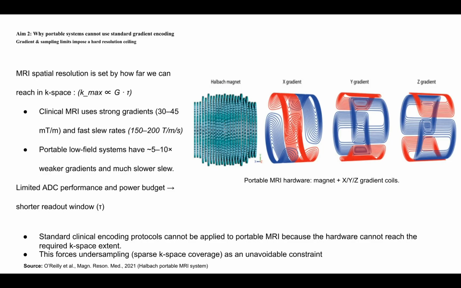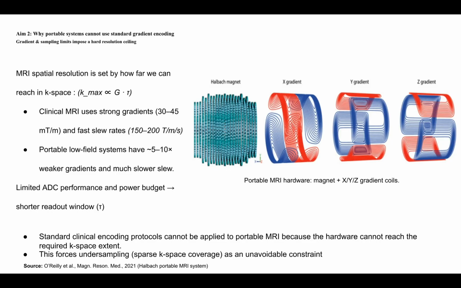Moving on to Aim 2, this slide illustrates why portable MRI cannot use the same gradient encoding approach as standard clinical MRI. Clinical systems use large, high-power water-cooled gradient coils that can generate strong gradients and very fast switching, which is necessary to reach the edges of k-space and achieve high spatial resolution. In contrast, portable systems are size and power limited.